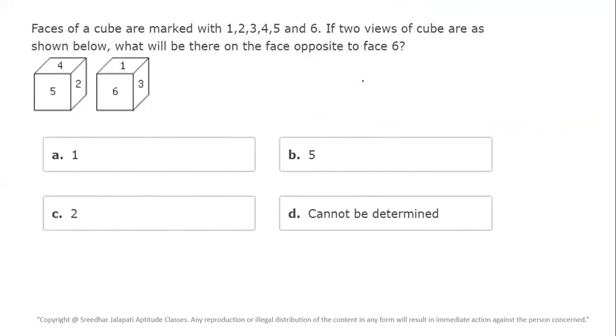Next one. I'll give you 10 seconds. Answer quickly. Fast. You have to practice. Just watching the video will not help you. Watching like a movie or listening like songs will not help you. You have to involve yourself. Try the question. You will get the answer.